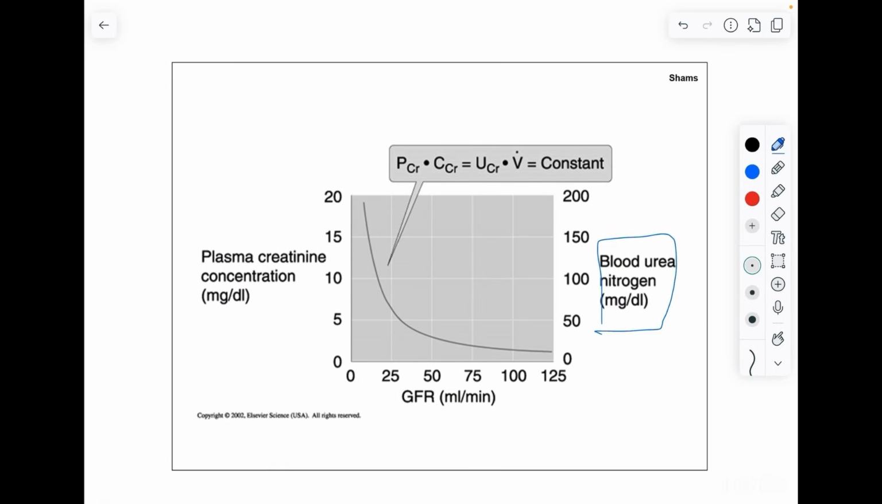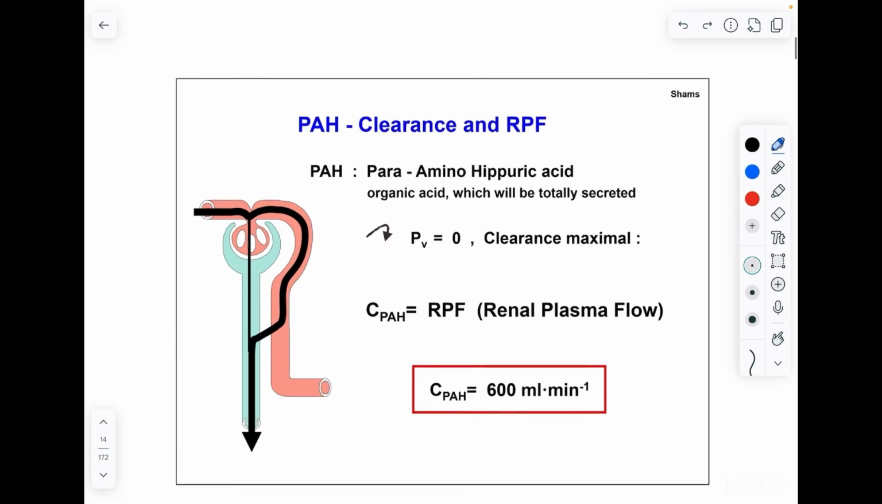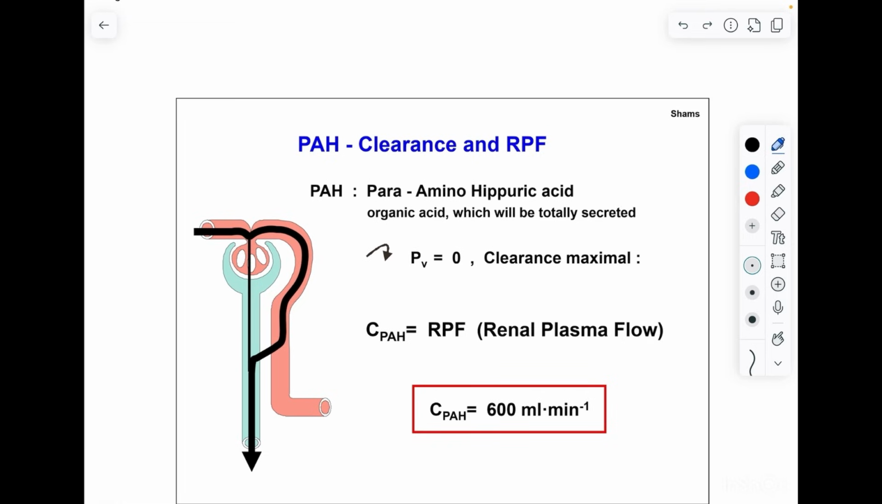They can also do it with urea, because they also figured out something. You do not need to know this. Okay. Now, another example of the clearance of different substances.